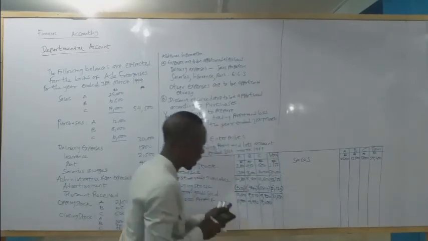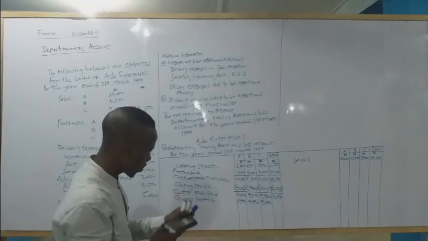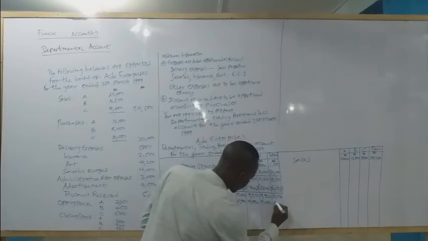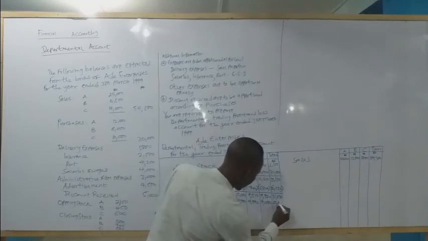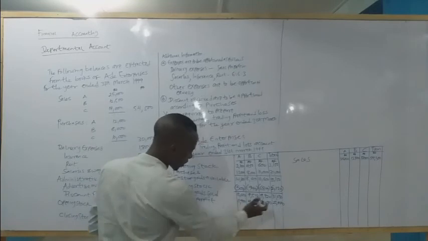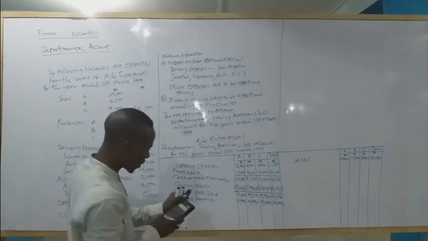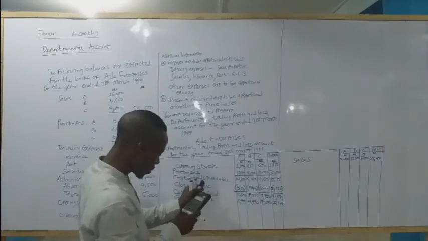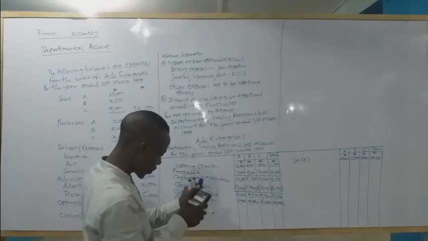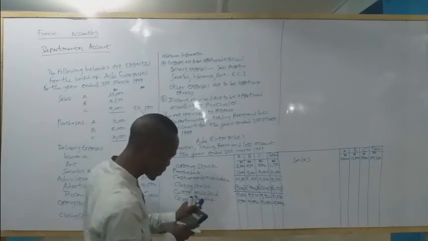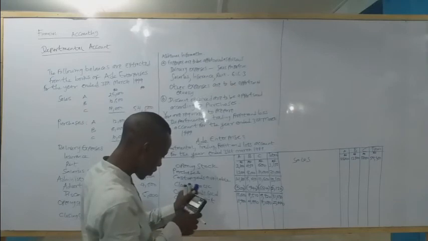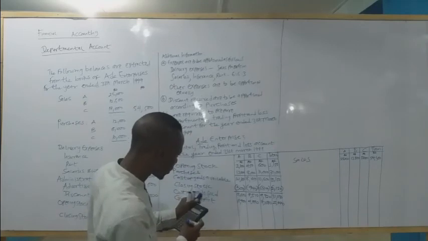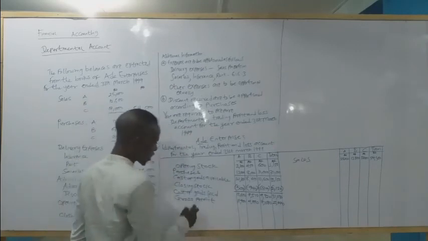So 54,500 minus 31,030 equals to what? The total, 23,470. Let us add this to see if we get that. So we have 11,400 plus 4,990 plus 7,080 equals to 23,470, correct? So we go on, here's our gross profit.